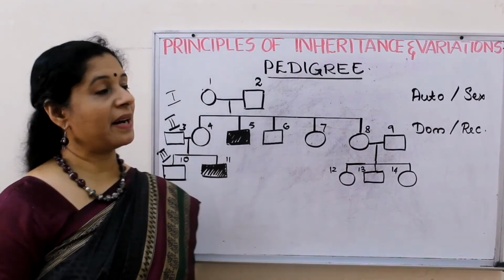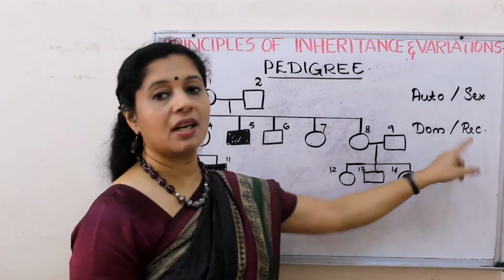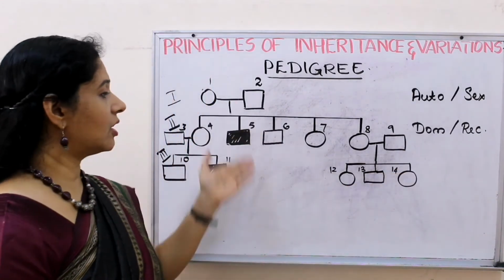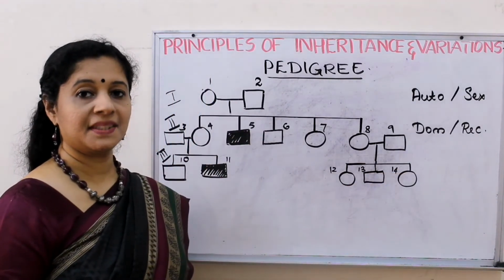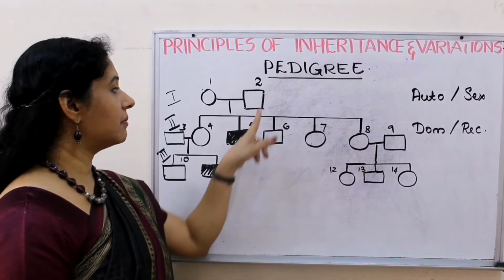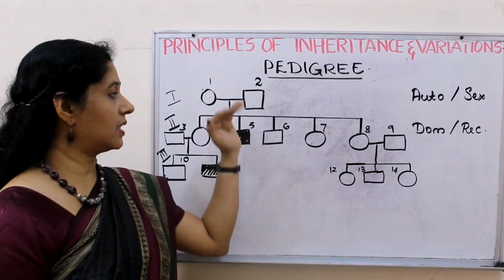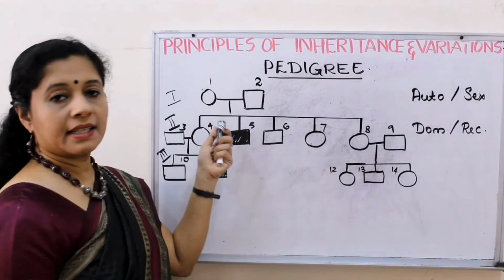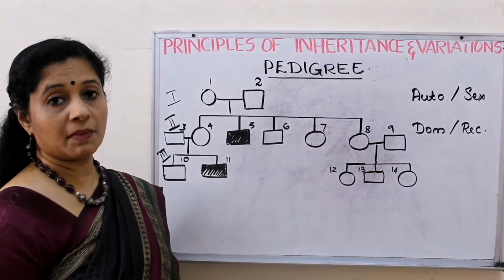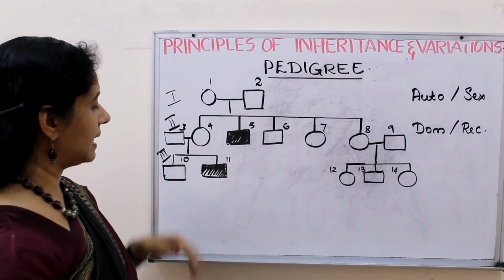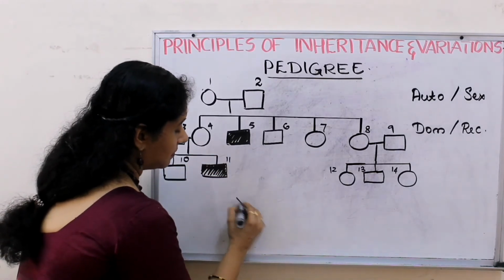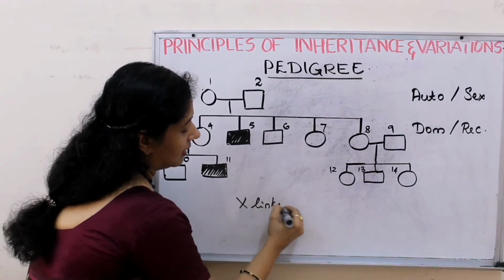So again, if we go back to our question, is it dominant or recessive? Now tell me, is it dominant or recessive? Yes, it is recessive. Why? Because one generation is skipped. In this generation, nobody is affected, right? So it is recessive. Next question is whether it is autosomal or sex-linked. We know only males are affected. So it is X-linked recessive.